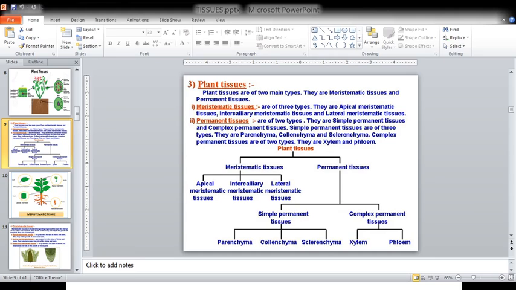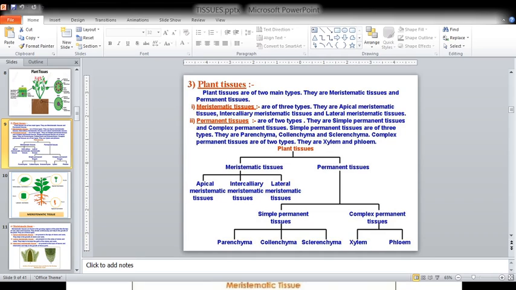Okay, then the last one is lateral meristematic tissues, which are present within the stem and the roots. That increases the girth of the stem and the roots. So from here you can get the idea. See, I have written here apical meristematic tissues which are present in the tips of the stems and roots. They help in the growth of stems and roots. Whatever growth of the stem and the roots, that is because of the apical meristematic tissues.